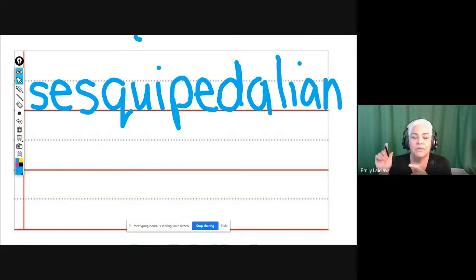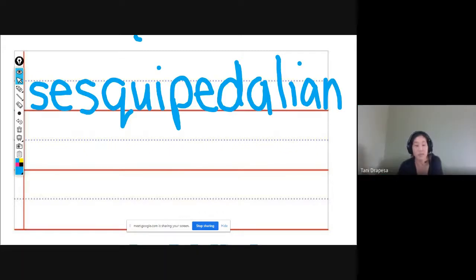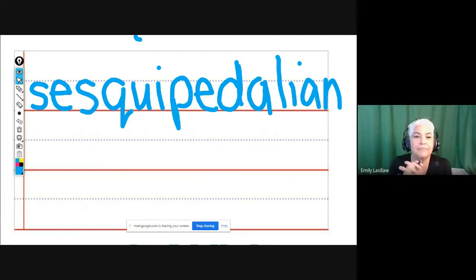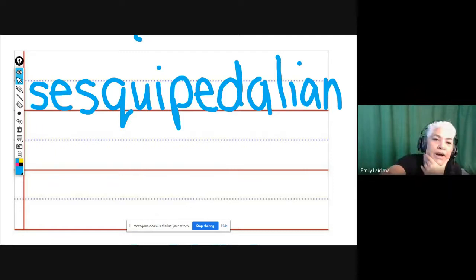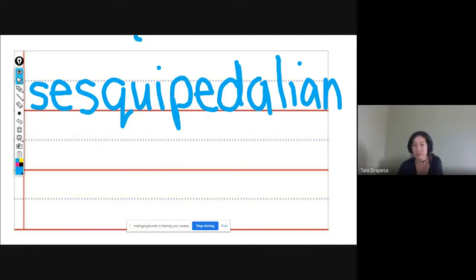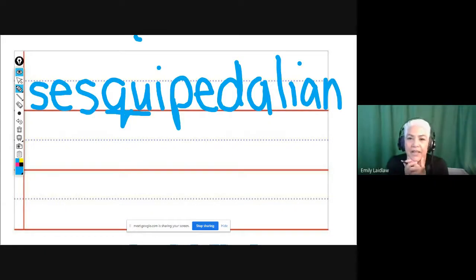Step 2 is letter teams. Excellent. What do you see? QU. Yes, and QU trumps UI, because we know Q always goes with U. Anything else? No. And you know what? Most of the hard words that you're going to meet don't have the crazy letter teams.